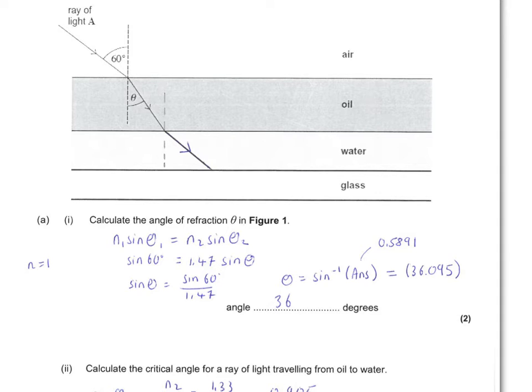Notice I have written here ANS. This is to direct you to use the ANS button on your calculator to hold as many significant figures as you can for your interim answer. However, when writing your solution in the exam, it makes more sense to write this number.